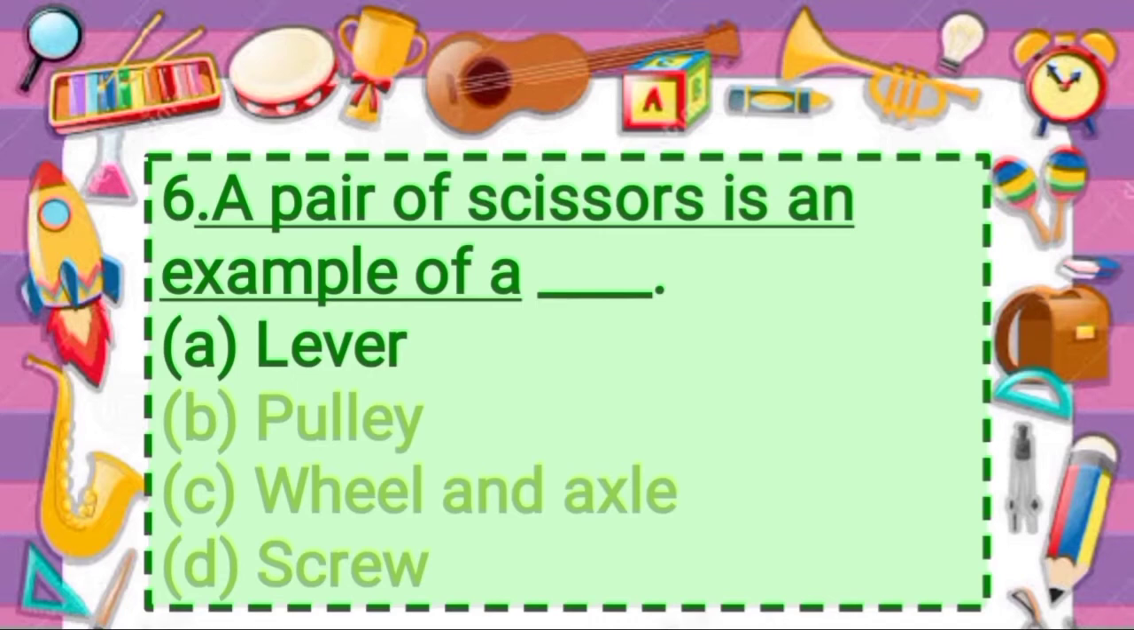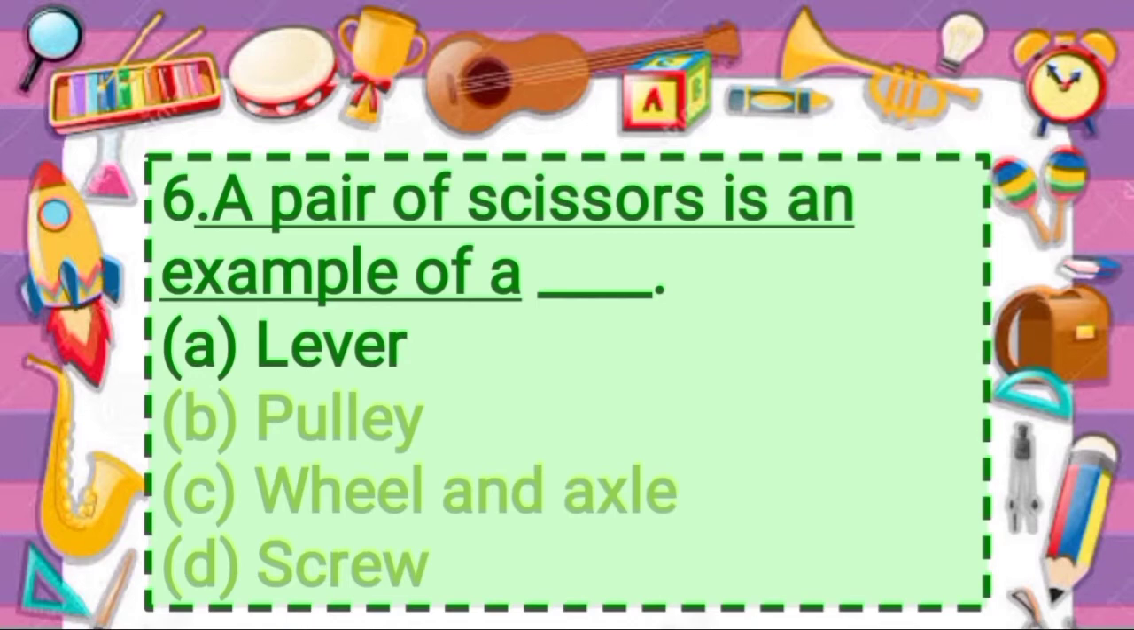Now next question, a pair of scissors is an example of dash. First option, lever. Option B, pulley. Option C, wheel and axle. And option D, screw.